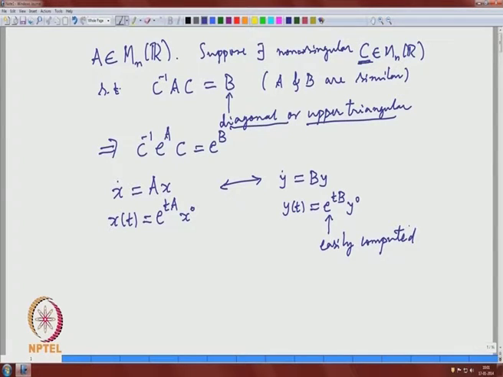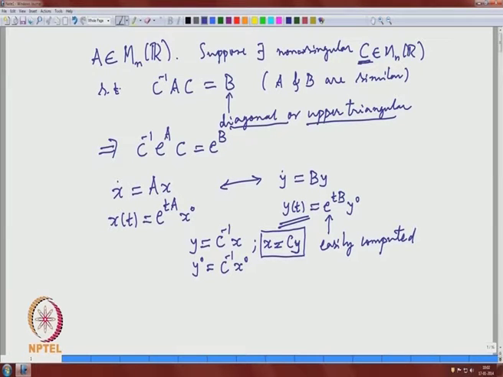Not only that, we can easily analyze the qualitative behavior of this y of t, and how x and y are connected is very easy. So, you put y equal to C inverse x, and so this y naught will be just C inverse x naught, and once we know y, we can also analyze x, since x is C y. Okay. So, that is the advantage.